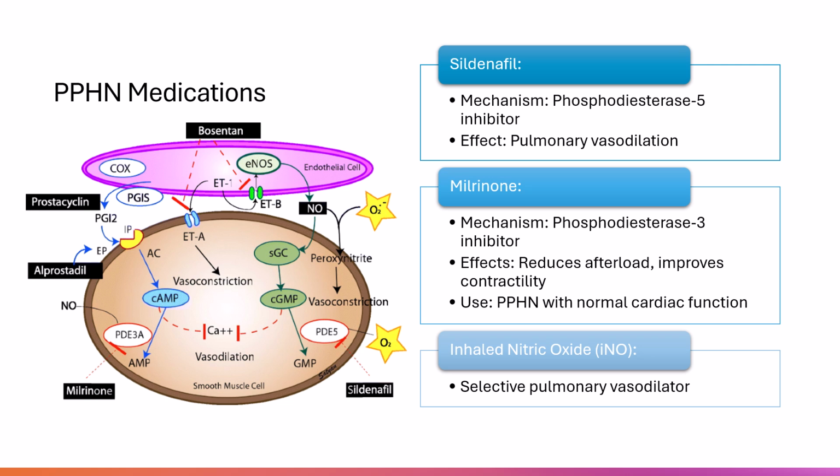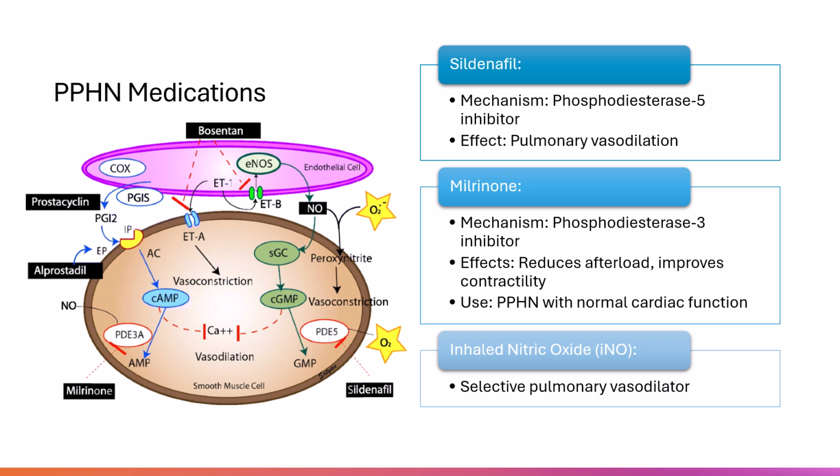Persistent pulmonary hypertension of the newborn requires specific medications that target pulmonary vasculature. Sildenafil has become a mainstay treatment. It works by inhibiting phosphodiesterase 5, which increases cGMP and promotes pulmonary vasodilation. It can be given orally or IV. Milrinone is another option, acting as a phosphodiesterase 3 inhibitor that reduces afterload while improving contractility. It's particularly useful in PPHN when cardiac function is preserved.